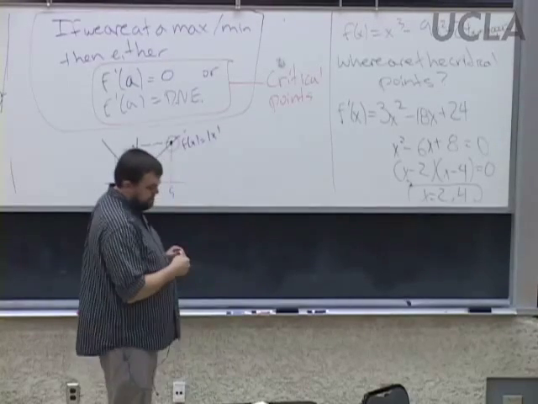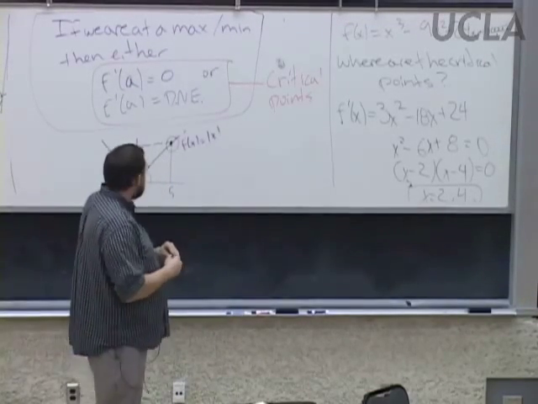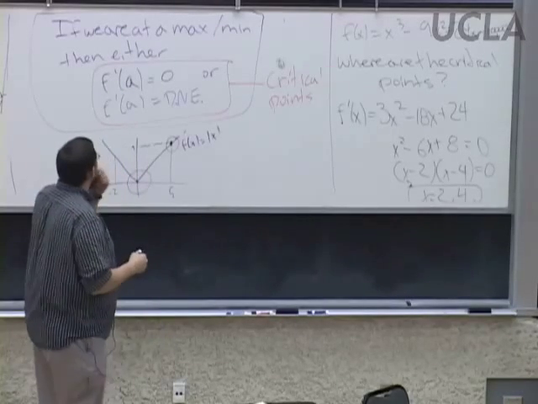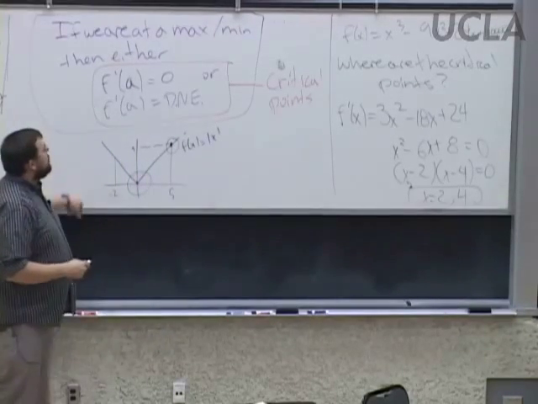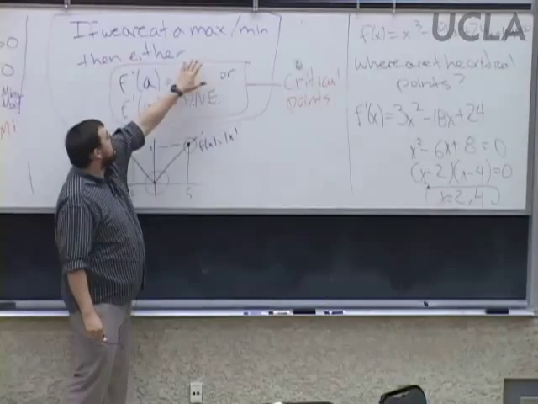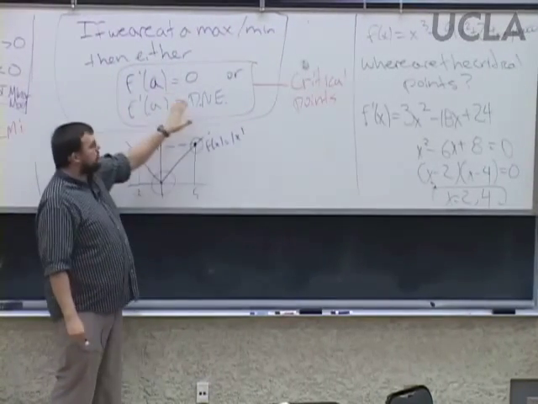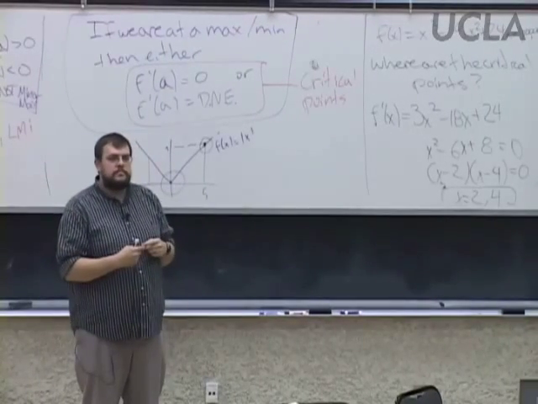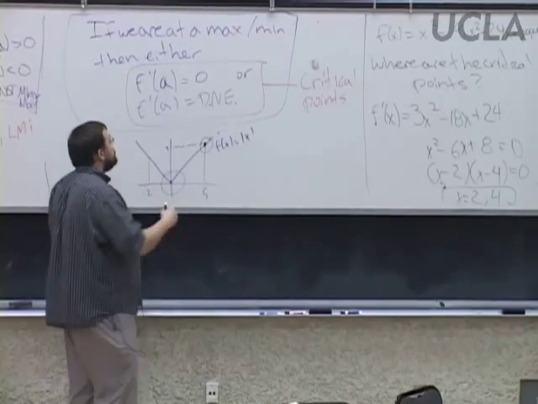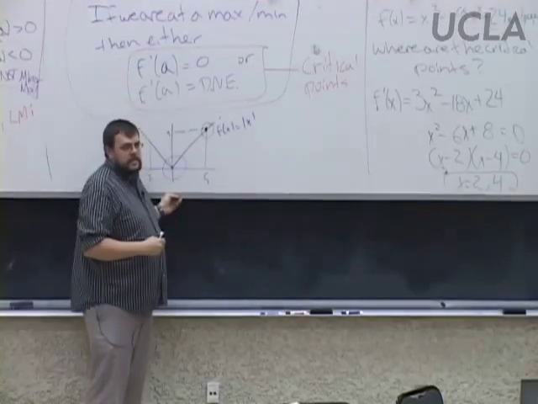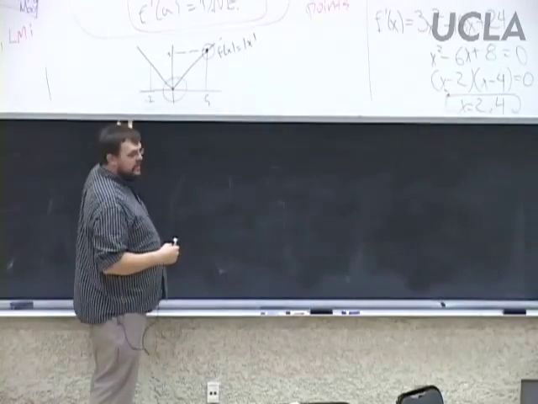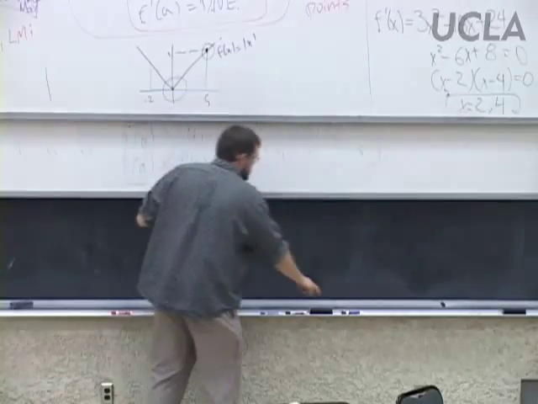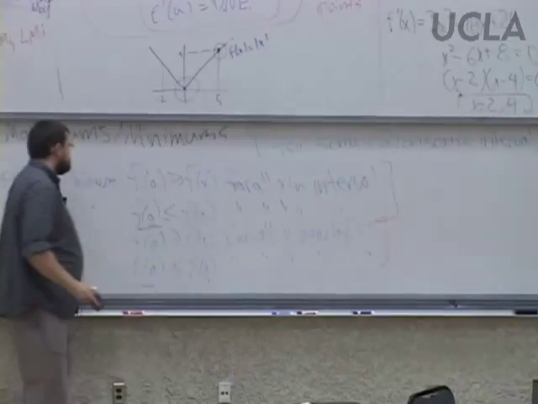OK. We can do some other examples. Now, there is a word of warning. So here we made a statement that if we are at a max or min, then either the derivative is 0 or the derivative does not exist. The opposite does not have to be true. In other words, it doesn't have to be true that if the derivative is 0 or that the derivative does not exist, I'm at a max or min. Let me give you an example of that.